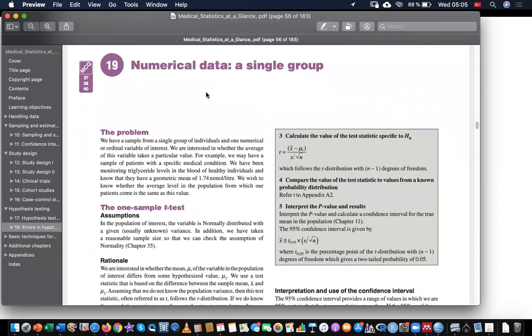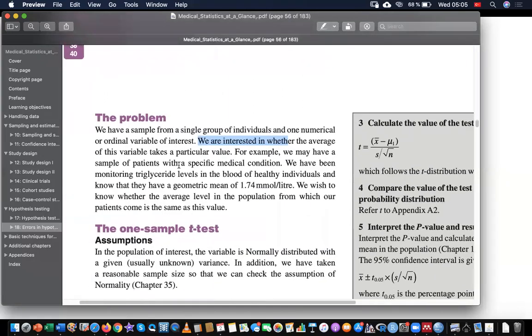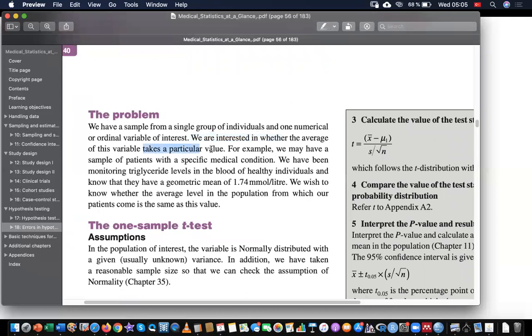numerical data single group. As you already know, when I say numerical data single group, I measured and collected numerical data such as blood pressure, blood glucose, height, weight, and any numerical data. And I collected in a single group. In one group, I want to compare, that means I want to compare it with a known probability, known mean, known population mean. So we are interested in whether the average of any variable takes a particular value. What I mean by particular value, that is something we know.